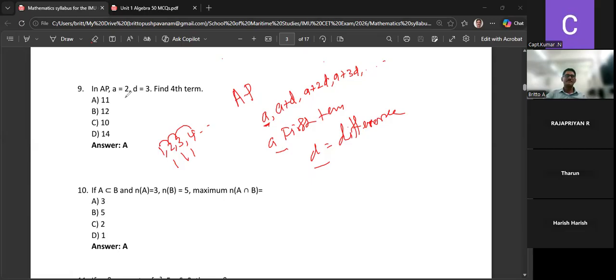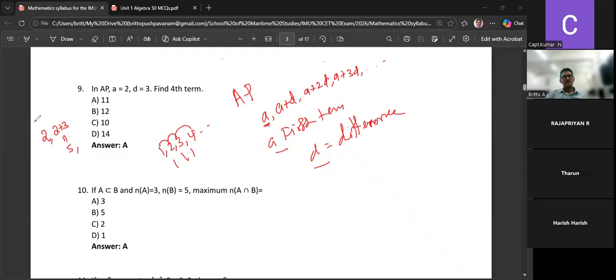Here you are given a first term, which is 2, and a difference of 3. The next term is obtained by adding the difference to the first term. The first term is 2 and the difference is 3, so the next term is 2 plus 3, which is equal to 5. So the second term is 5.